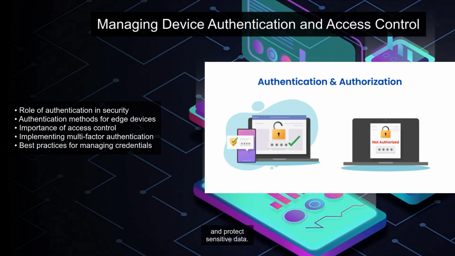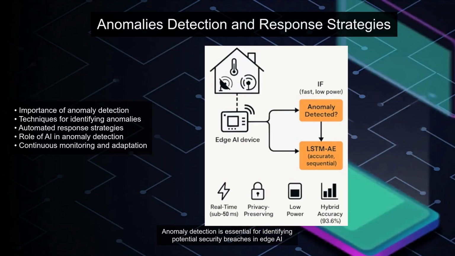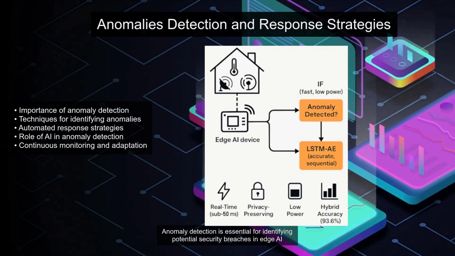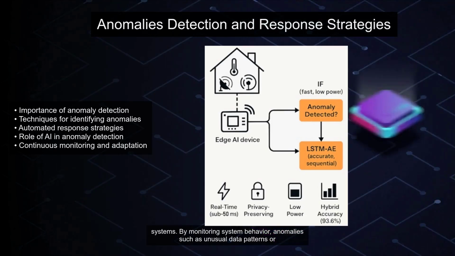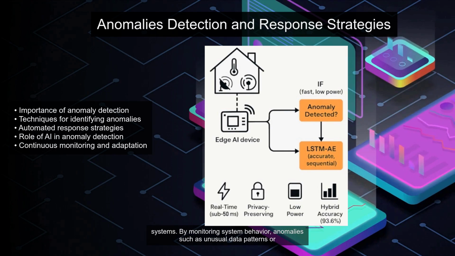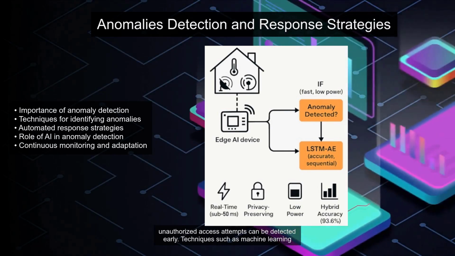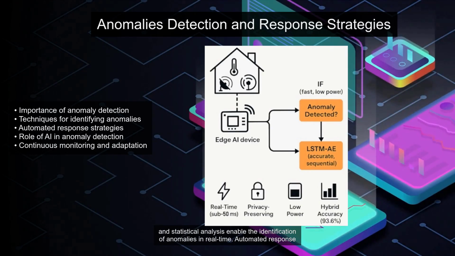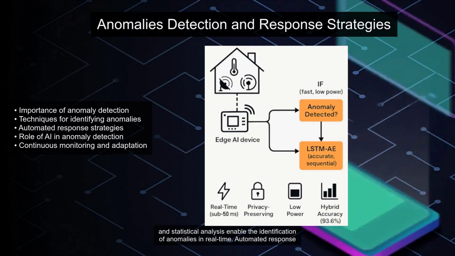Anomaly detection is essential for identifying potential security breaches in edge AI systems. By monitoring system behavior, anomalies such as unusual data patterns or unauthorized access attempts can be detected early. Techniques such as machine learning and statistical analysis enable the identification of anomalies in real time.